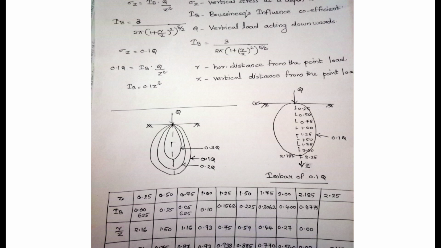It is generally assumed that an isobar of 0.1 Q forms a pressure bulb. Okay, that is why we are using 0.1 Q stress here. The 0.1 Q stress intensity isobar is usually used as the pressure bulb. The area outside the pressure bulb is assumed to have negligible stresses. Okay, thank you.